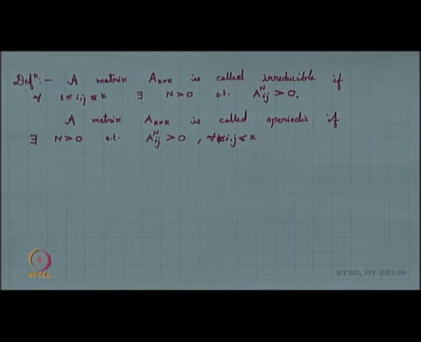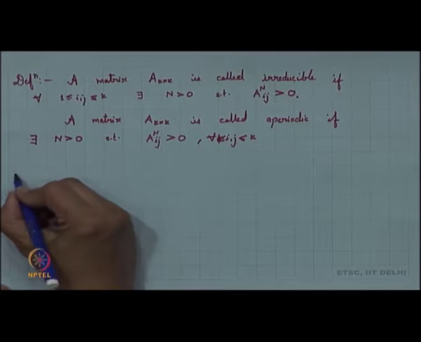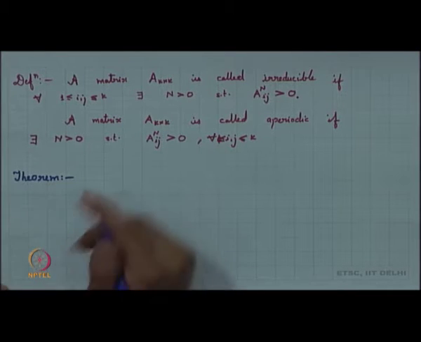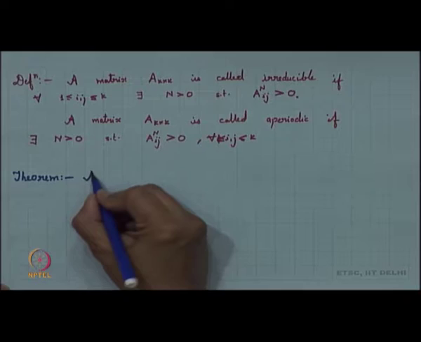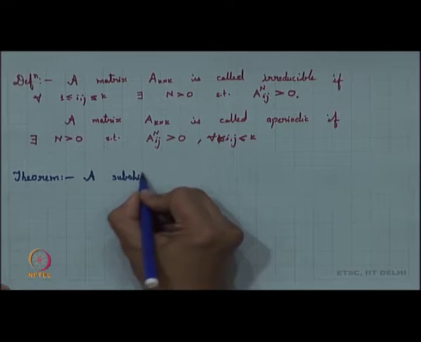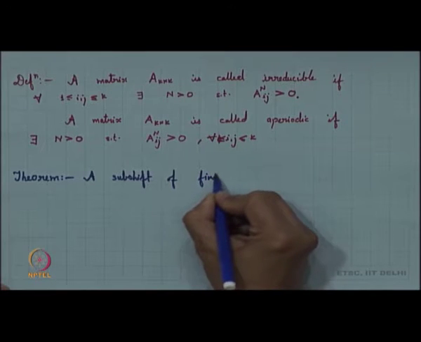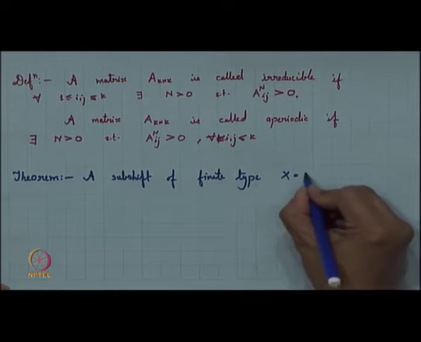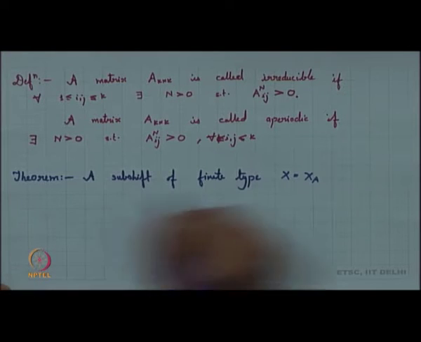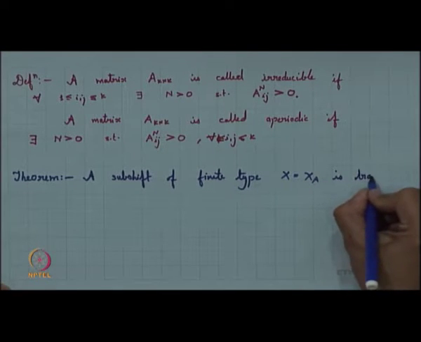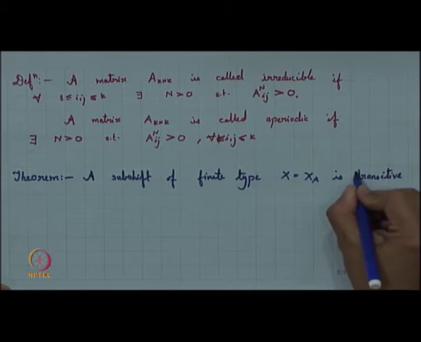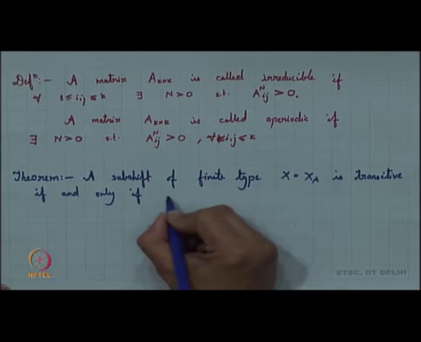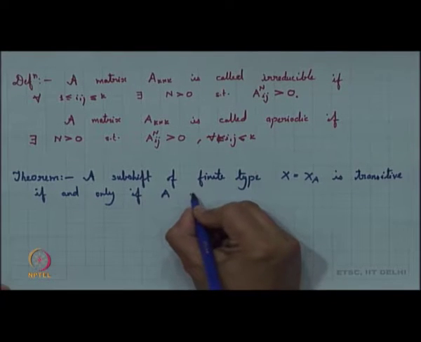And now we have a theorem. Now, the theorem says that a subshift of finite type, and we know that a subshift of finite type can be described in terms of a matrix, is transitive if and only if this matrix A is irreducible.